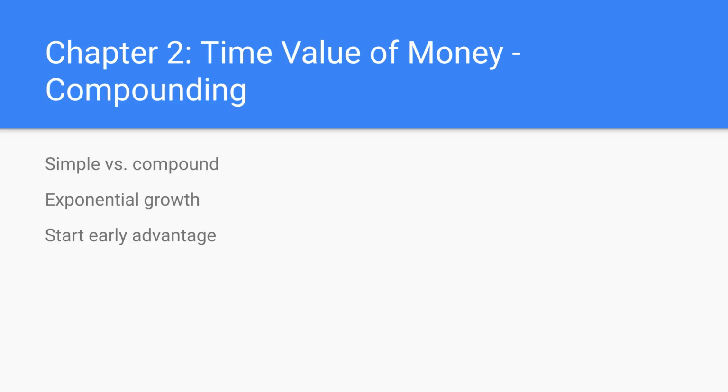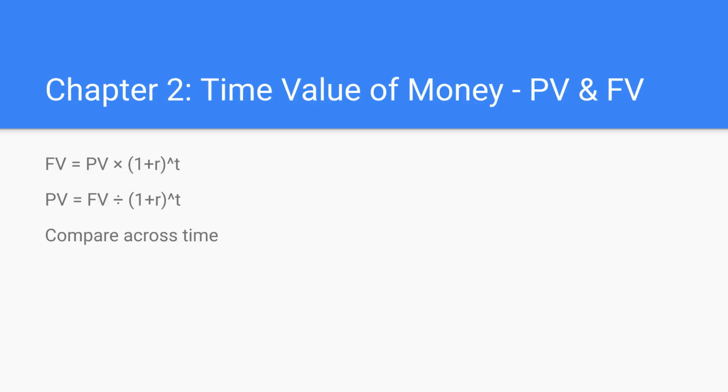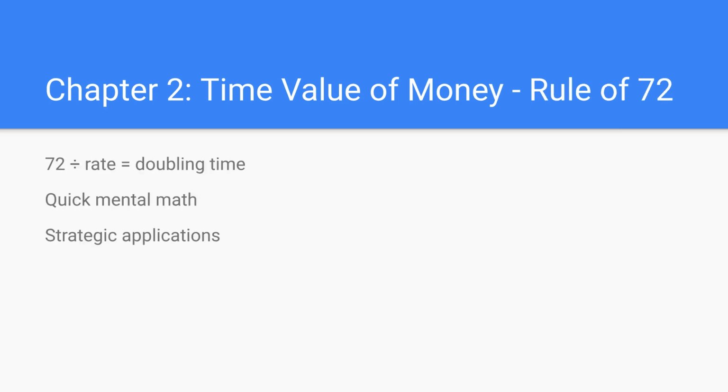Compounding, the exponential growth of money over time, is key. Starting early provides a significant advantage due to this concept. The basic formulas for present value, PV, and future value, FV, allow us to compare money across different points in time. The rule of 72 offers a quick mental math shortcut. Divide 72 by the rate of return to estimate the doubling time of an investment.